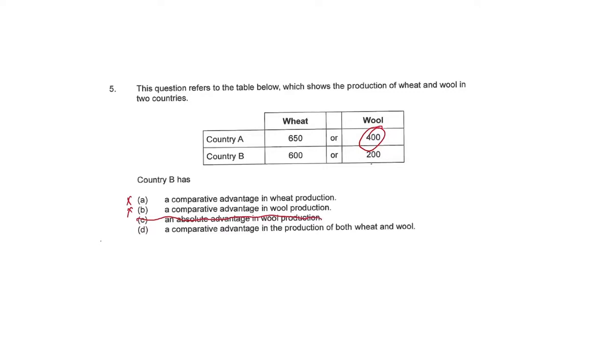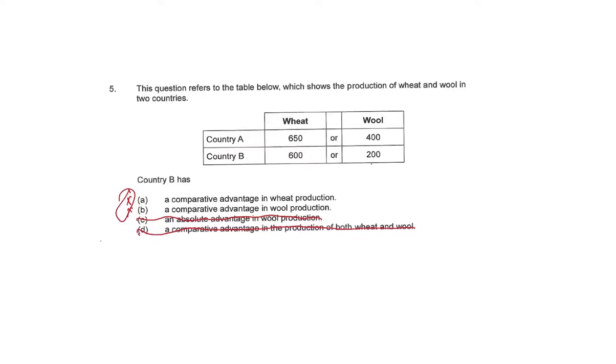Now, point D, a comparative advantage in the production of both wheat and wool. For the purposes of this exercise and the opportunity cost, it's fair to assume that a country will not have comparative advantage in both goods. So I'm willing to say that we can probably disregard this point as well, which leaves us with two options, either A or B. So what we can do is look at some calculations to determine opportunity cost for both of these goods and therefore comparative advantage.